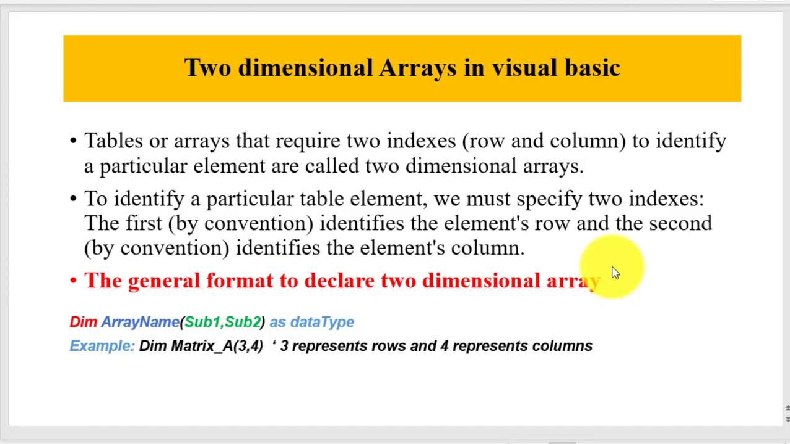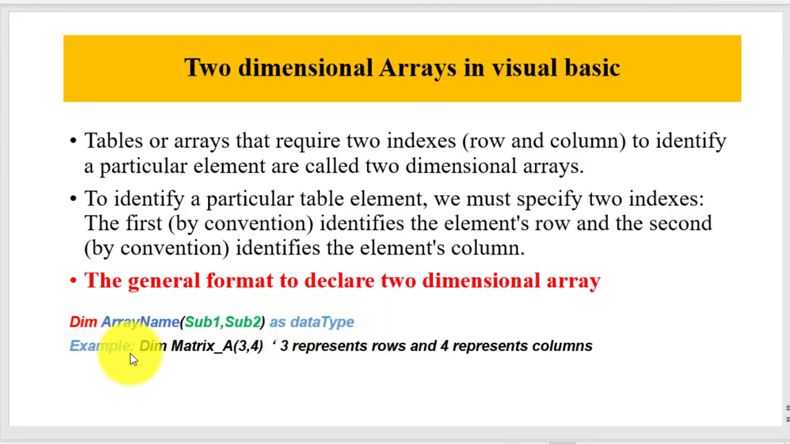The general format to declare a two-dimensional array is you first of all write Dim as a keyword, then the array name, then in the brackets you write sub1, sub2. So this means that we have two indexes. We have sub1 as rows, sub2 as columns. Then you mention the data type. It means the type of items this array will hold. You can say As data type.